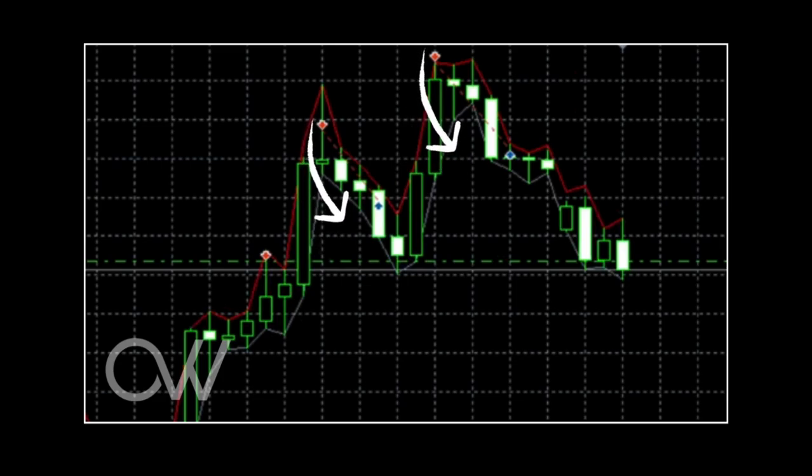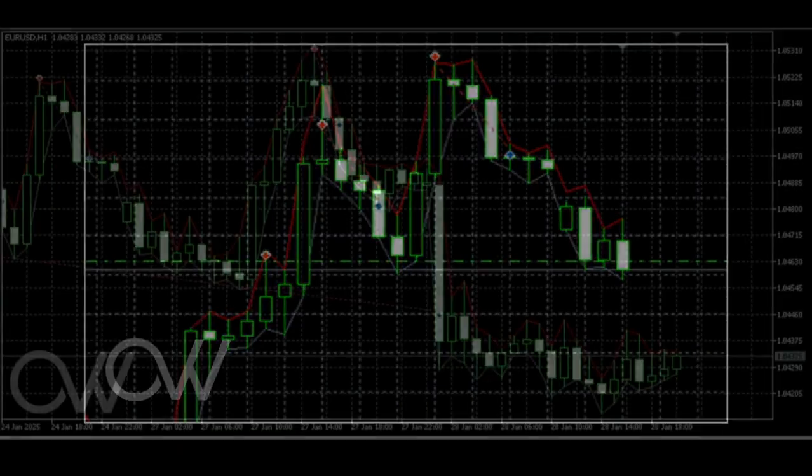As you can see if we zoom in, the local tops are sold with top precision, and the trades are exited in time, locking in the profits. The system then waits for the next local top to sell again.